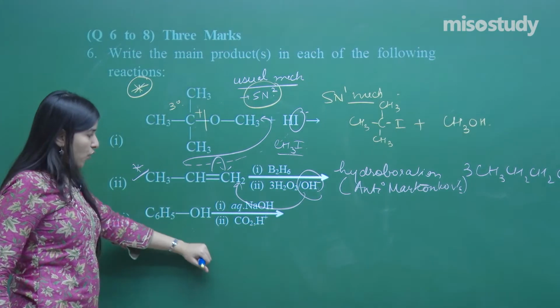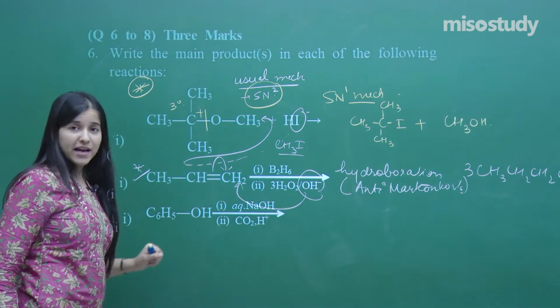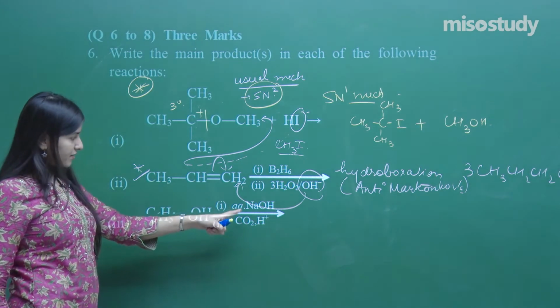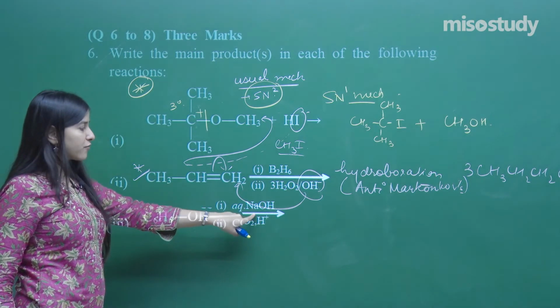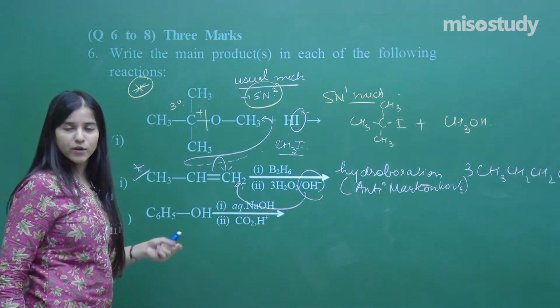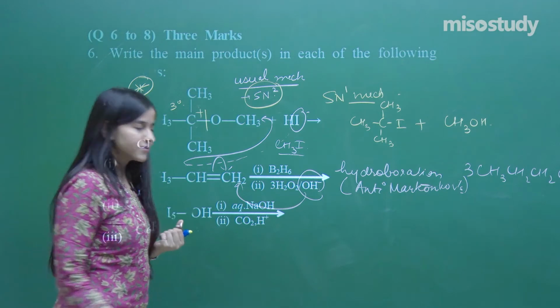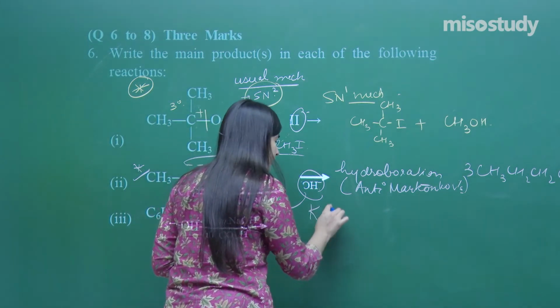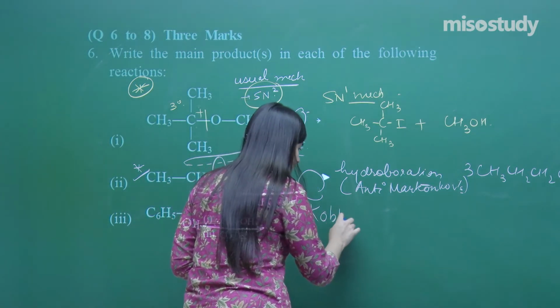Next, what reaction is this? Again a named reaction. So see here, at the very first step I have got aqueous NaOH and then CO2 in the presence of H positive. What is it? It's Kolbe's reaction, right, or Kolbe's, whatever you call it.